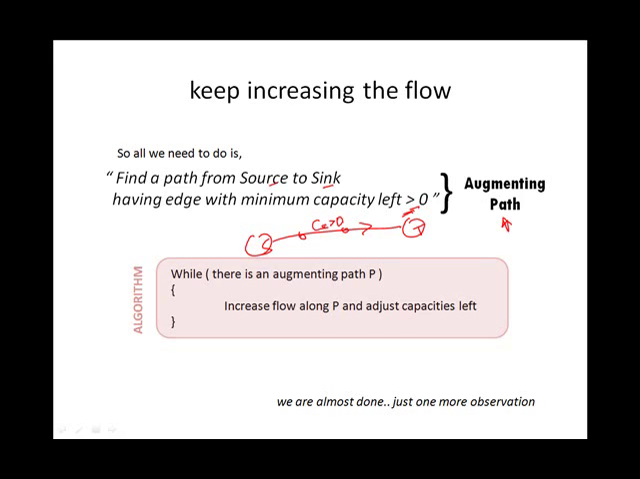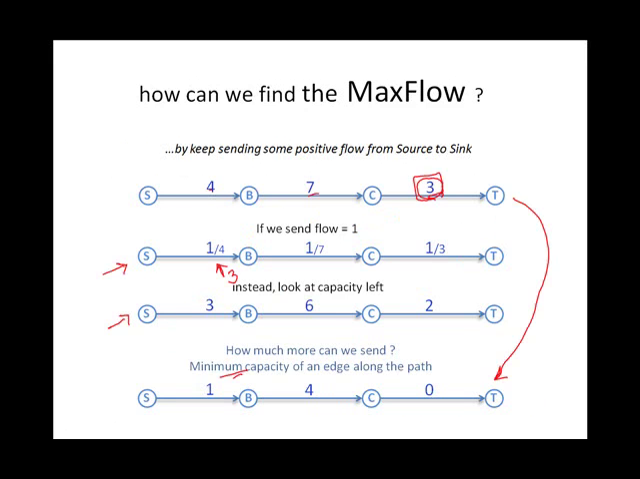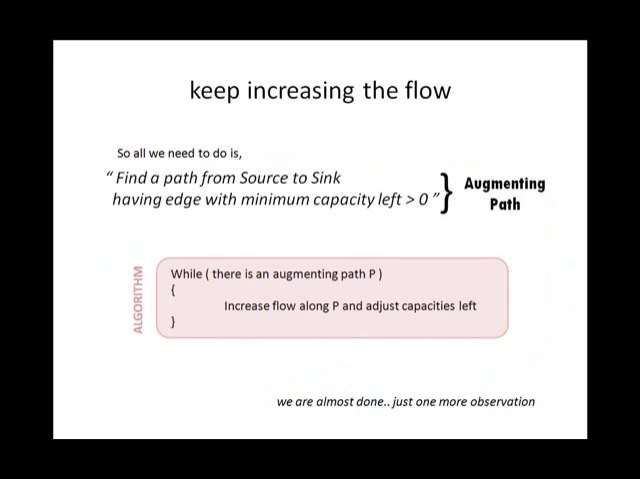So while there is an augmenting path P in the given network, increase the flow along P and adjust the capacities left. So as in the previous example, we had a path from S to T and the minimum capacity was 3. So we just increase the flow to 3 and adjust the capacities left. Okay.